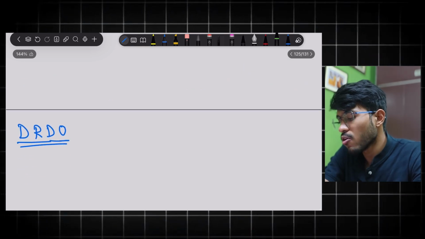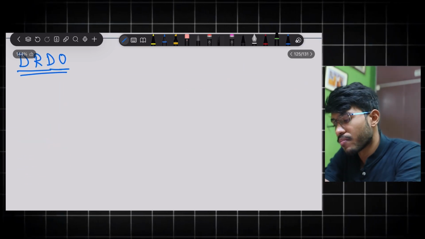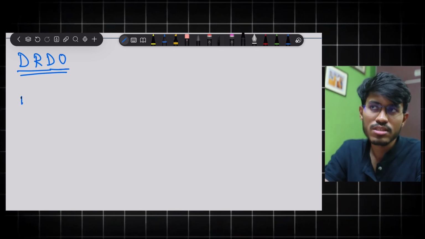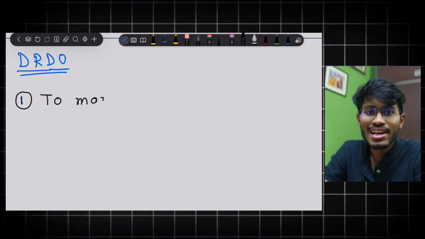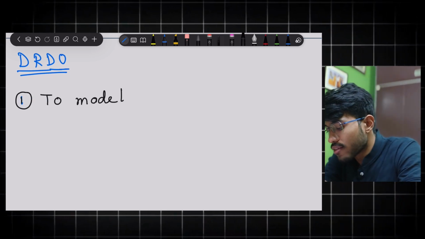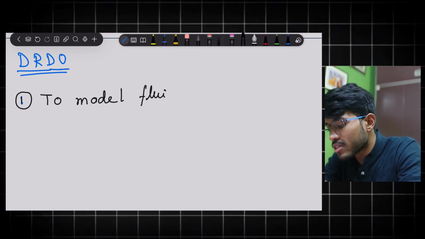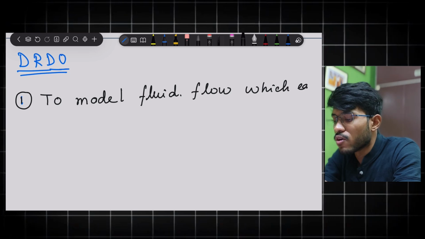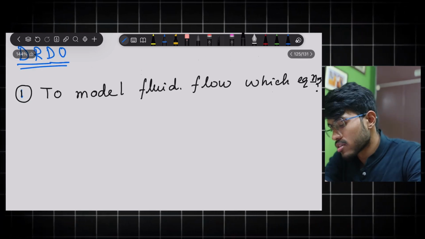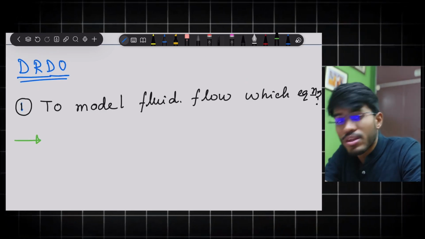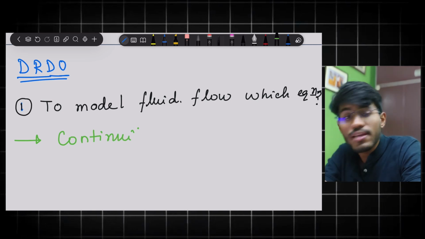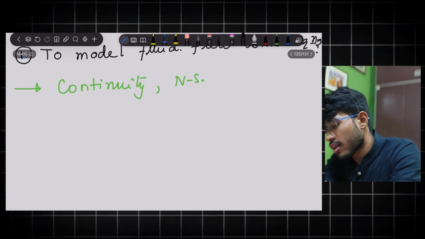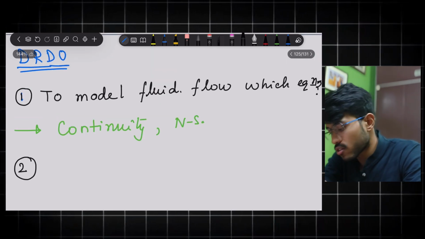In DRDO, they first asked me about my MTech thesis, which was regarding fluid mechanics. To model the fluid flow in your project, which equations will you use? The answer will be continuity and Navier-Stokes, if the temperature is constant and thus rho and mu are constant. Otherwise, I have to solve the energy equation also.